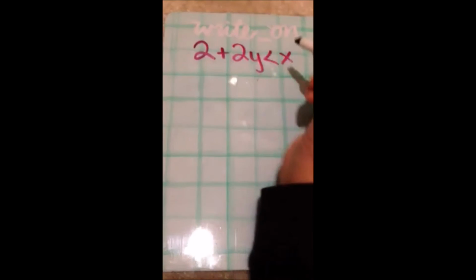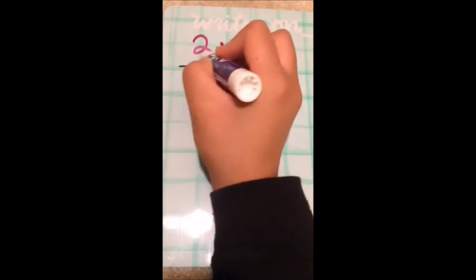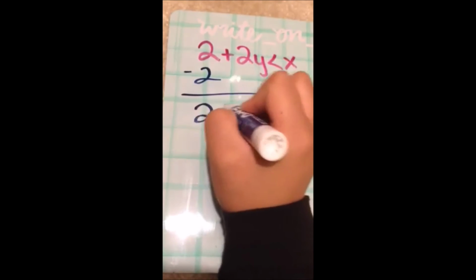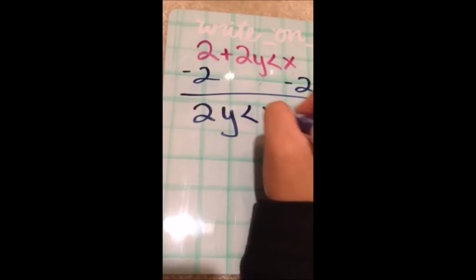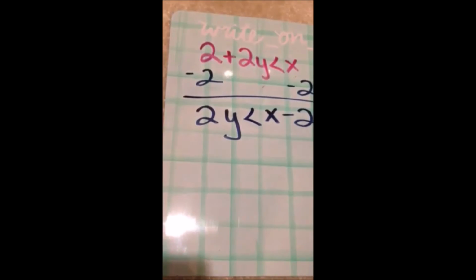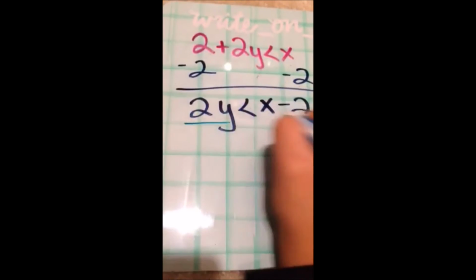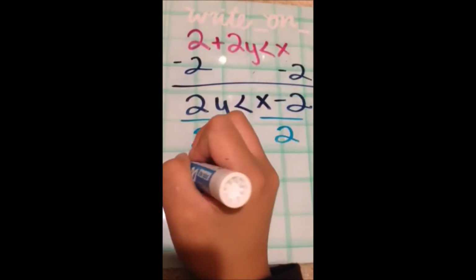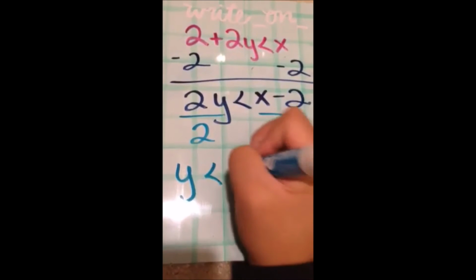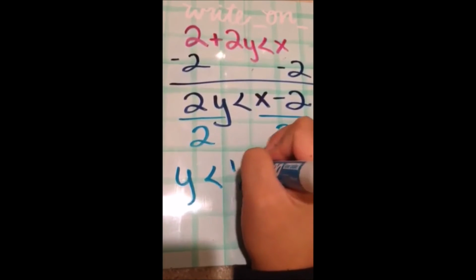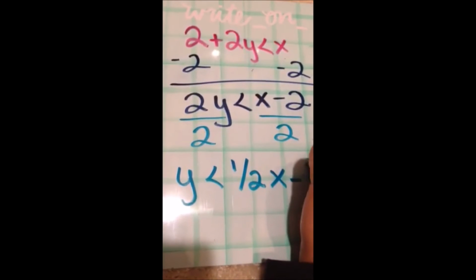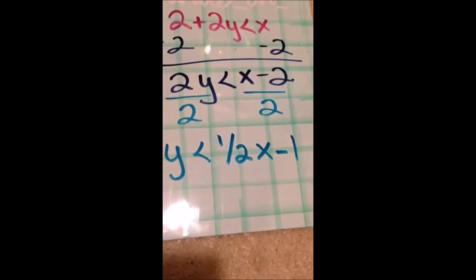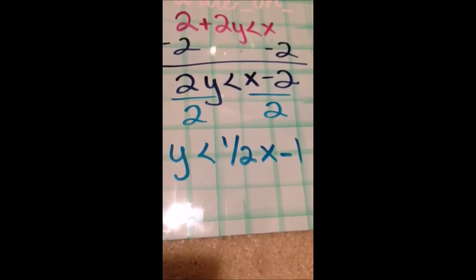To start off, you have to isolate the y by subtracting 2 from both sides. Next, you have to divide both sides by 2 to completely isolate the y. Your final equation is y is less than 1/2 x minus 1.